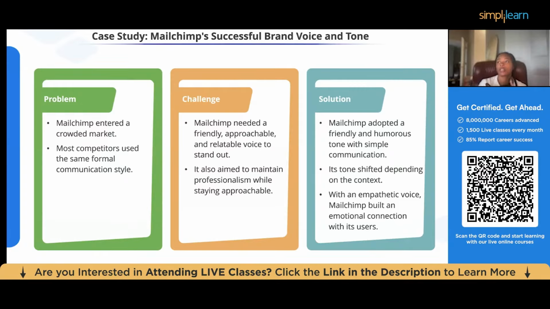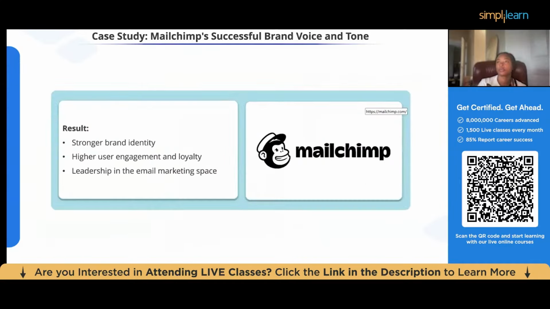The solution was that MailChimp adopted a friendly and humorous tone with simple communication. Its tone shifted depending on the context. With an empathetic voice, MailChimp built an emotional connection with its users. So for the case study with MailChimp, the result was that they had a stronger brand identity, higher user engagement and loyalty, as well as leadership in the email marketing space.